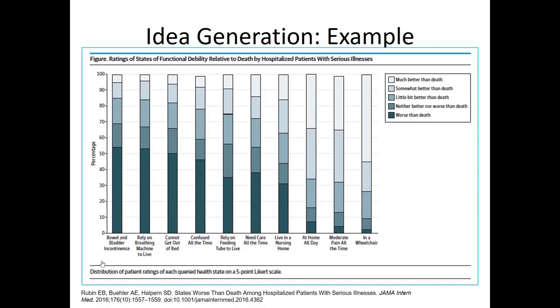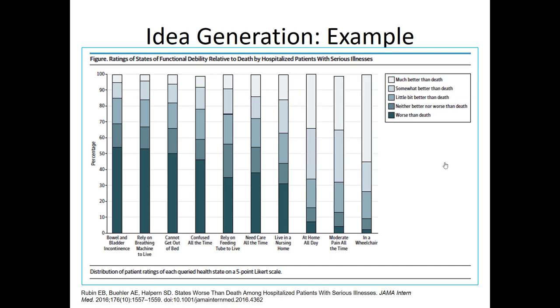The results here are interesting. If you look on the far left-hand side, you'll see that over 50% of the respondents said that bowel and bladder incontinence would be worse than death, whereas being bound in a wheelchair or having moderate pain all the time or having to stay at home all day was typically rated much or somewhat better than death.